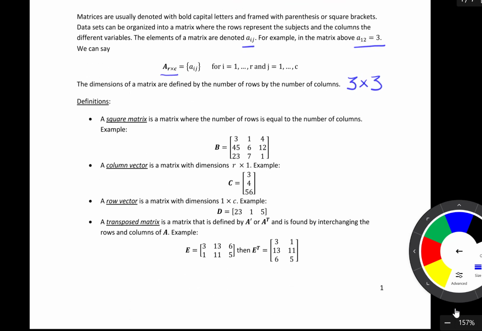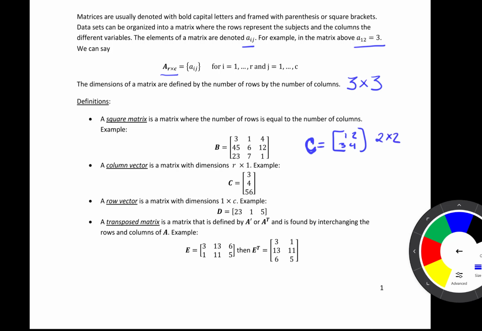So we have some definitions here. A square matrix is any matrix where the number of rows is equal to the number of columns. So for example, B that we have listed here is a 3 by 3. It is a square matrix. We could have, for example, another matrix. C is equal to 1, 2, 3, 4. This would be an example of a 2 by 2 matrix.